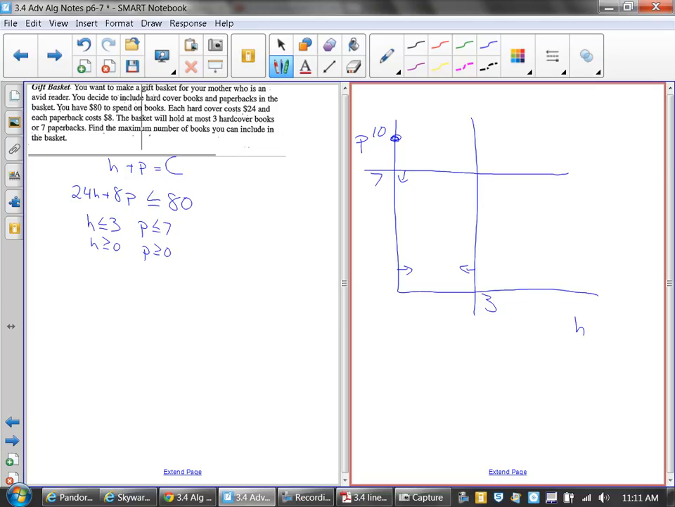Oh, crikey. 3 and a third. 3 and a third, okay? So somewhere out here, we're here, all over. And we connect them. Now, within those parameters, I have to check this one. Is 0 plus 0 smaller than 80? Yeah. So it's somewhere in here, right?